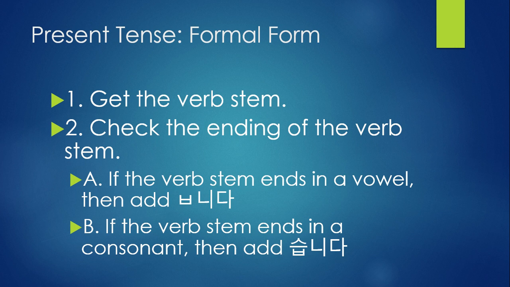For the formal form, these are the rules. Number one, get the verb stem. How do you get the verb stem? You remove the da. Number two, check the ending of the verb stem. If the verb stem ends in a vowel, you just add nida. I will show that later. It's hard to pronounce this without a vowel, but it's bnida for now. If the verb stem ends in a consonant, then add subnida. So check: vowel, bnida; consonant, subnida.